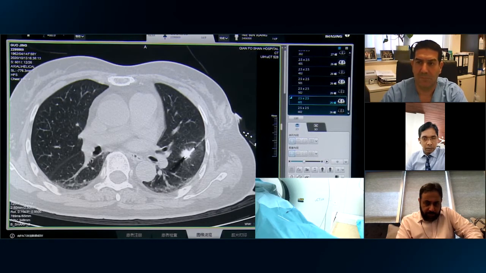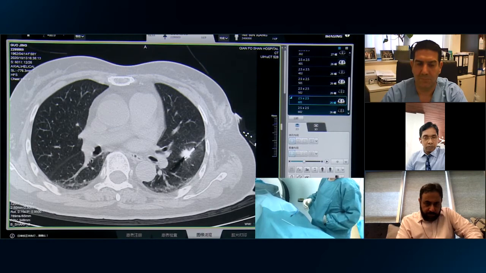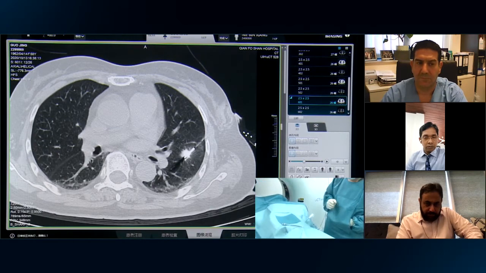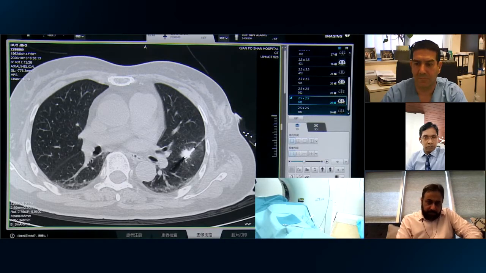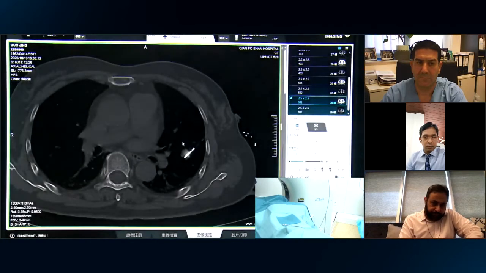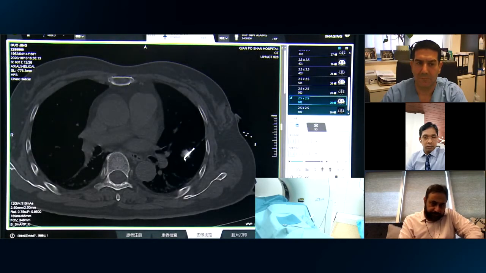So we can see the antenna is in good position, but however, in microwave ablation, the tip must exceed the margin of the tumor. This is the bone window of the image. We can clearly see that the tip is still located inside the tumor.